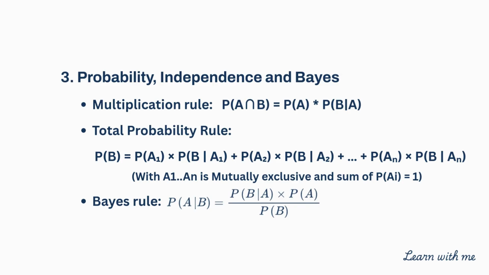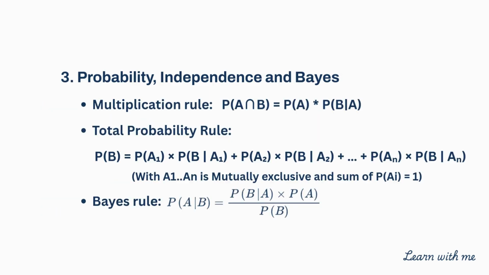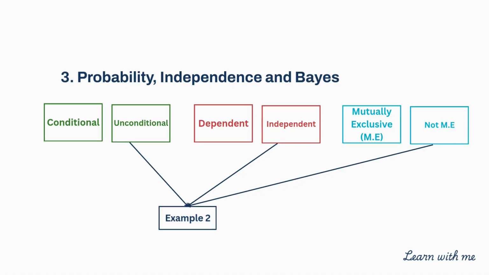So far, we've seen the general case: unconditional, dependent, and not mutually exclusive. That's where we needed the multiplication rule, the law of total probability, and Bayes' rule. Now let's see how these formulas change in other situations. The next combination is when the events are unconditional, independent, and cannot be mutually exclusive. So what's different in this case?